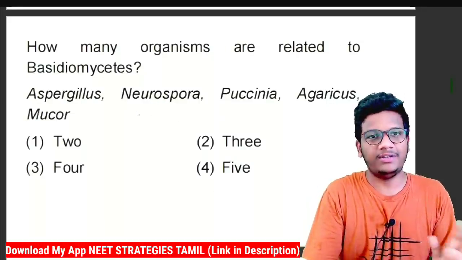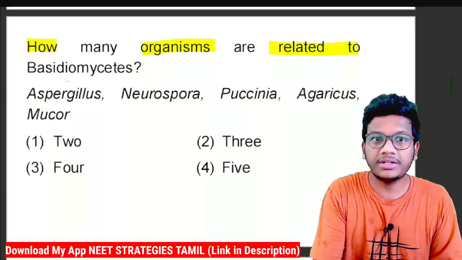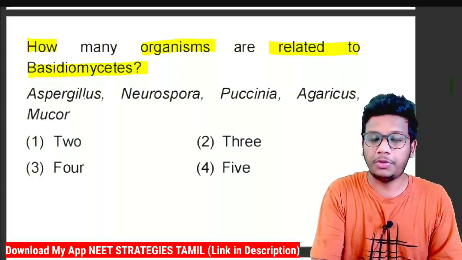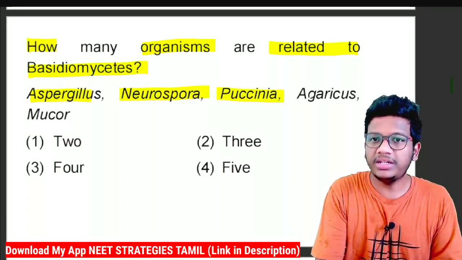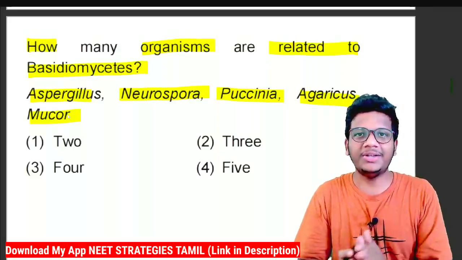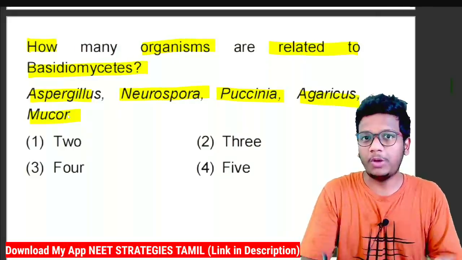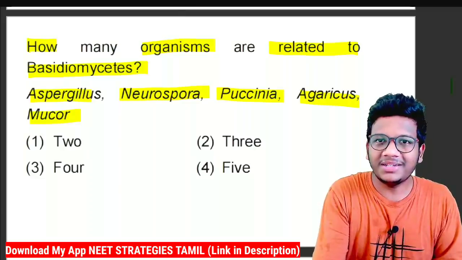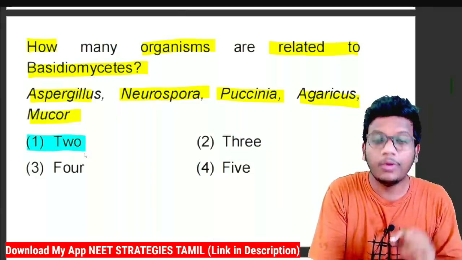What is the MCQ? How many organisms are related to Basidiomycetes among the following? The options are Aspergillus, Neurospora, Puccinia, Agaricus and Mucor. Guys, kindly pause the video and try yourselves and then check the correct answer. Okay, so I hope you have paused the video and let me share the correct answer for this question. The correct answer is option A, only 2 organisms.